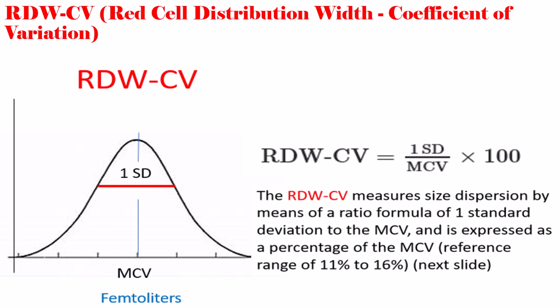So red cell distribution width coefficient of variation, or RDW-CV, is a relative measure calculated as one standard deviation of red blood cell volume divided by the MCV, then multiplied by 100. It reflects the variation in red blood cell size relative to the average size. So it is inversely proportional to MCV, meaning it can be misleading in conditions with unusually small or large red blood cells.